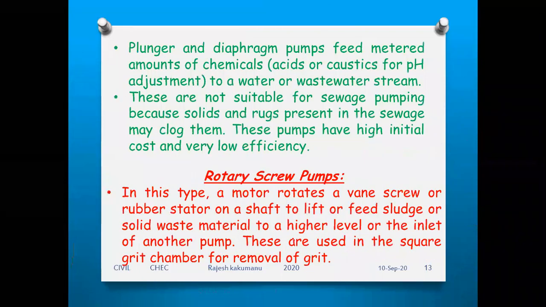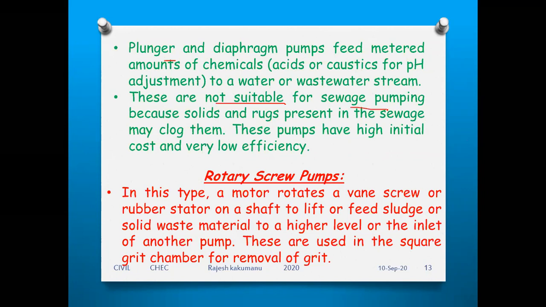Next, plunger and diaphragm pumps feed metered amounts of chemicals to the water or wastewater stream, right? So whatever pumping system you are using, the positive type, plunger and diaphragm type, the chemicals are used in the water and wastewater stream. These are not suitable for sewage pumping because solids and rags present in the sewage may clog them. So these are not used for sewage pumping stations.